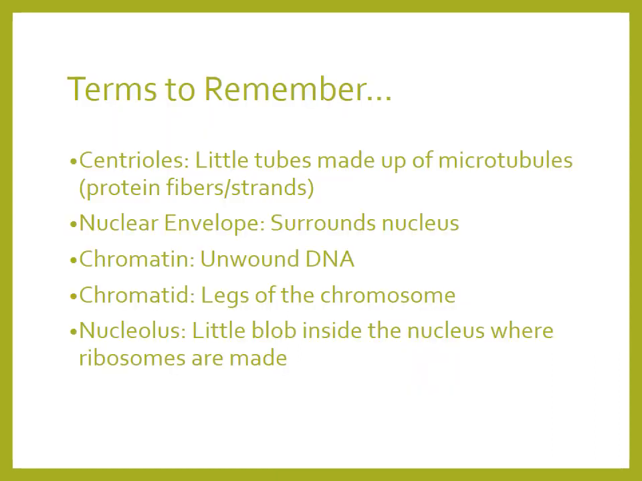Okay, so some terms to remember. The centrioles, those are little tubes made up of microtubules, and those are protein fibers or strands. If you did the animal cell model, you may have come across centriole in your research. The nuclear envelope is nothing more than just a little envelope that surrounds the nucleus, helps protect it. Chromatin is unwound DNA. It looks like spaghetti. Chromatid is the legs of the chromosome, which I just showed you in the previous picture. And the nucleolus is the little blob inside the nucleus where the ribosomes are made for the cell.